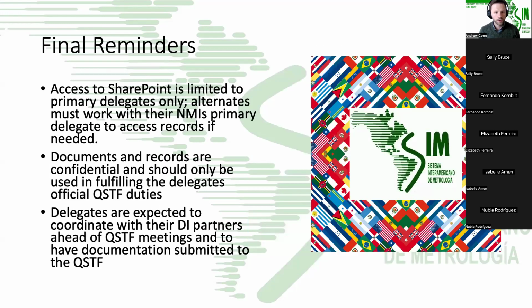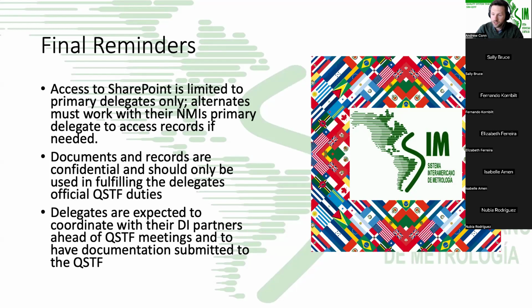As some final reminders, the access to the SharePoint site is limited to delegates only. And while we have alternate representatives participate in meetings in instances where the primary delegate is not available, the alternate will not have direct access to SharePoint. So they will need to work with their primary delegate or their counterpart to collect those records.